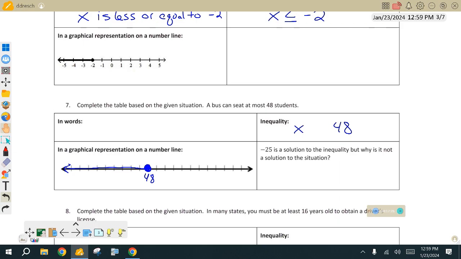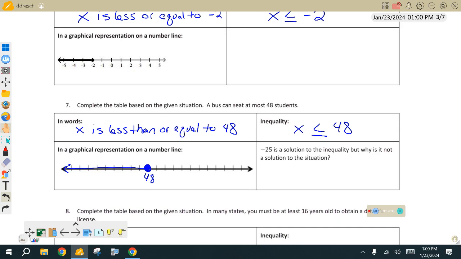And as I'm shading that to the left, what this is code for is, as Krista rattled off, less than or equal to. X is less than or equal to 48. So that's what that means. 2 kids on there, fine. 3 kids on there, 13 kids, 20 kids, 21 kids, 40 kids, 48 kids, those are all fine. But 50 kids is not, okay?